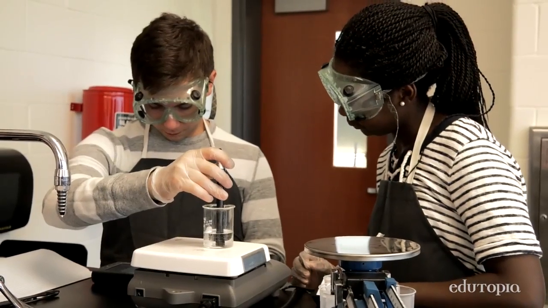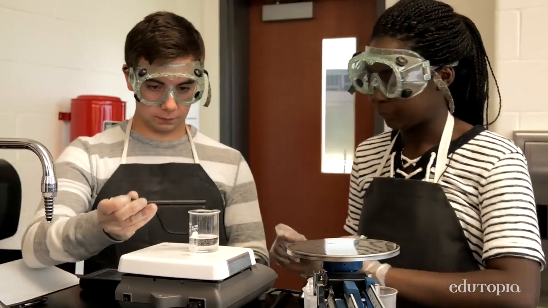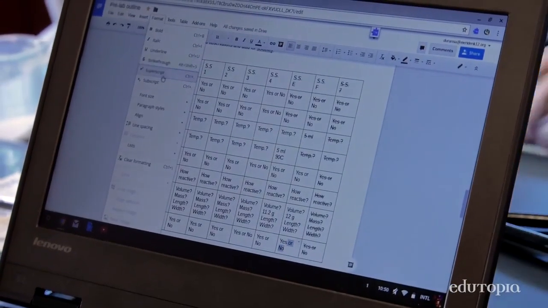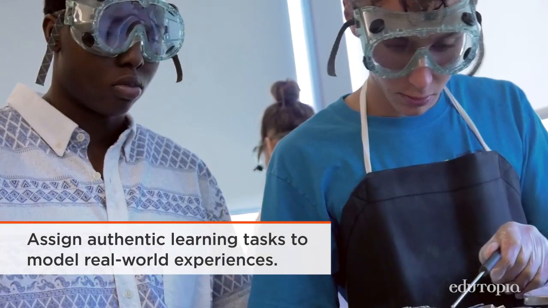Another student-centered approach is authentic tasks. So what the students did was something that a chemist might do in a lab. Some students created data tables, and others were creating graphs and looking at the trends.